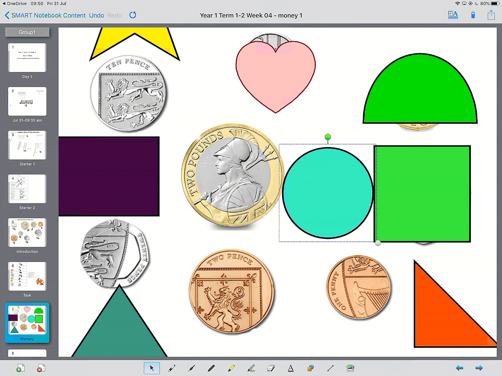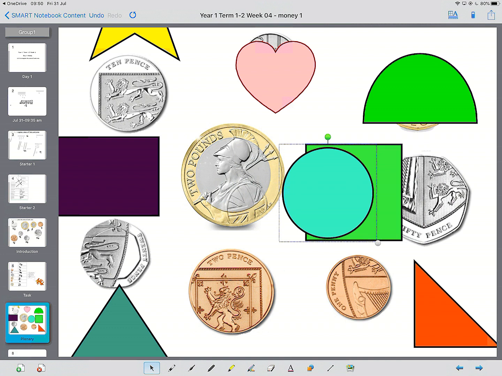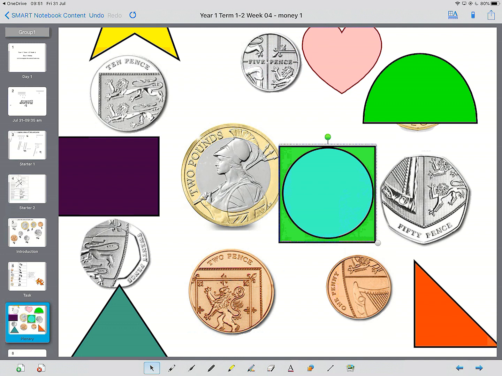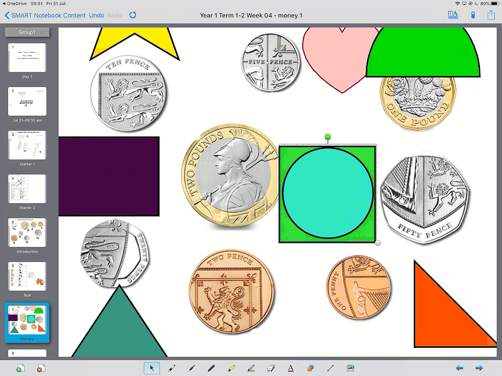What's behind the green square? Well, that's really hard. The only thing we know is it's a bit silver. So you might be able to do it by elimination. It's looking easier now. Any ideas? Brilliant, the 50 pence. So what's underneath our pink heart? Any idea? That's right, it's the 5 pence. And the last one, what's behind our green semicircle? That's right, it's the pound.